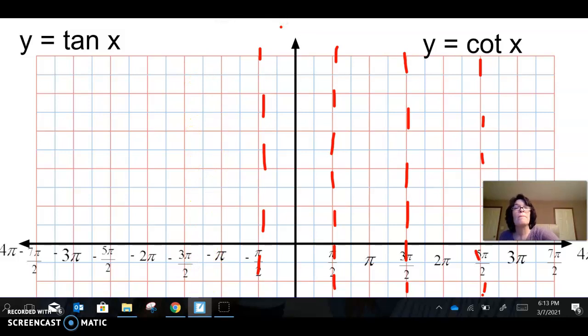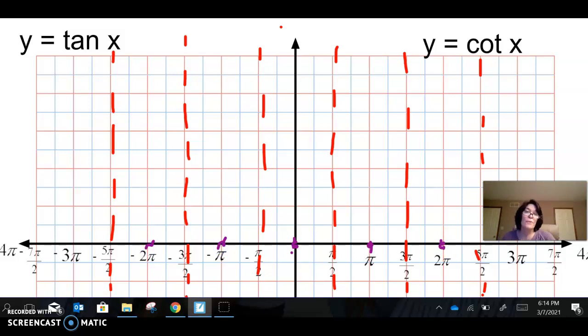Go ahead and put those vertical asymptotes in your notes at every odd pi over 2. So it's going to be broken up like that. Now, at every pi, 0 pi, 1 pi, 2 pi, 3 pi, the tangent is 0. The tangent of 0 is 0, the tangent of pi is 0, the tangent of 2 pi is 0, negative pi is 0.